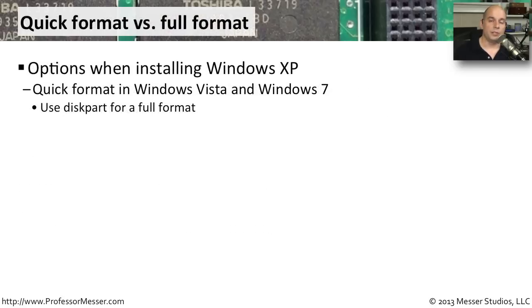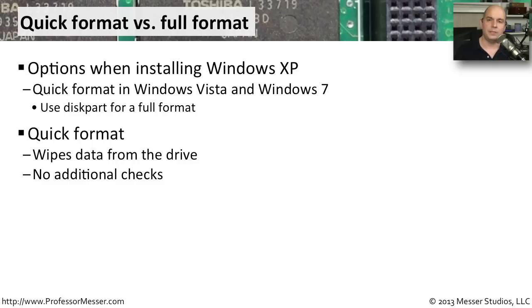When you're installing Windows XP, one of the options you get when you're formatting the disk with your file system is you can do a quick format or you can do a full format. In Windows Vista and Windows 7, you don't get this option. You actually have to go to the command line and go into the diskpart program and tell Windows what type of formatting you'd like to do. Otherwise, it simply does a quick format. The quick format is one that wipes data from the drive. It is formatted with the file system that you specified, and it happens very, very quickly. That's because it doesn't go through the drive and check for any bad sectors.